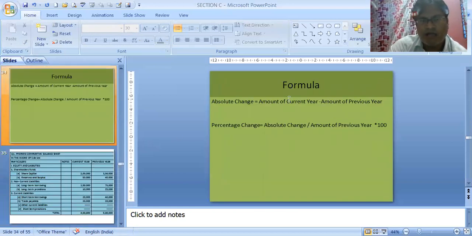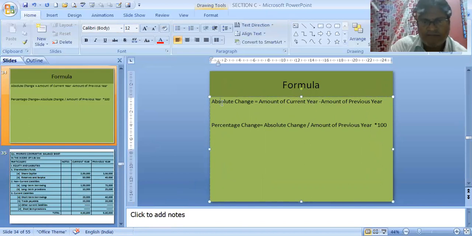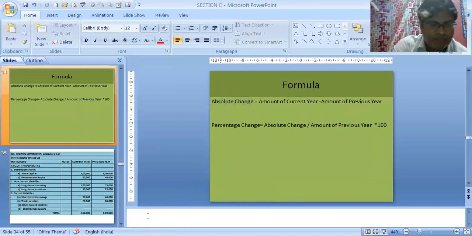Next, the formula. Absolute change is the amount of the current year minus the amount of the previous year. That I was saying, the absolute change formula is the current year's amount minus the previous year's amount. So if I write it in short form, it is C minus P: the current year minus the previous year.